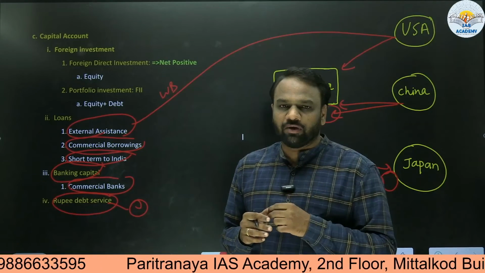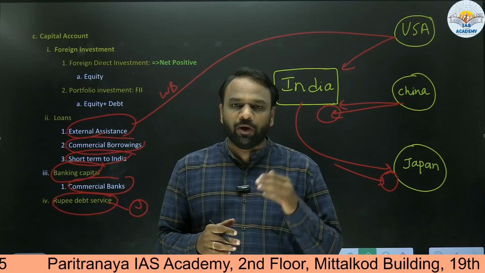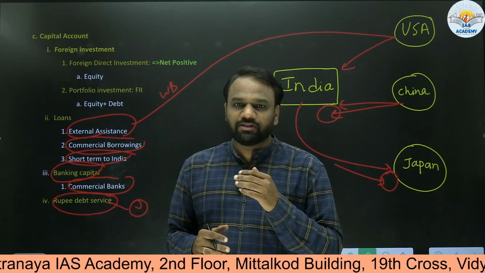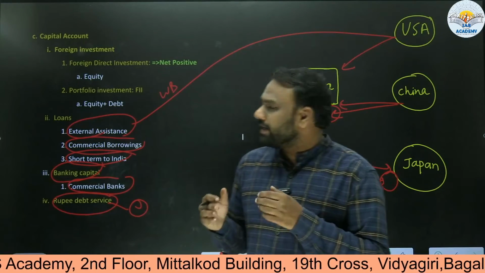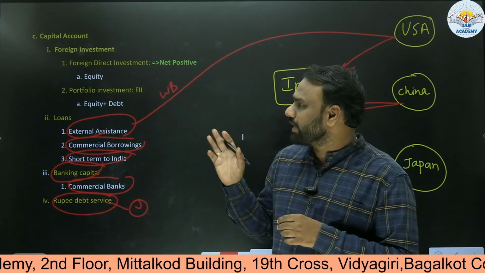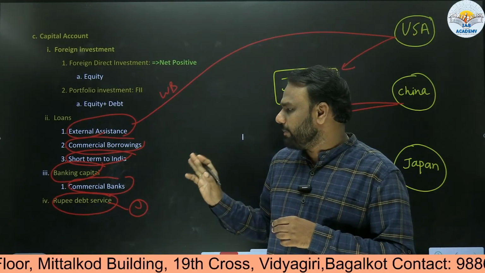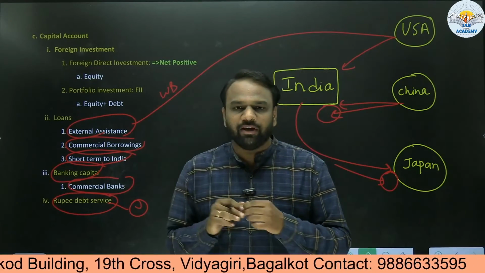In this class we discussed balance of payment, and within balance of payment we saw that there are two different types of accounts. One is the current account and the other one is the capital account. Within the current account we have merchandise and invisibles, and within invisibles we saw services, income and transfers. And the capital account broadly consists of foreign investment, loans, banking capital, and rupee debt service. So this was about balance of payment.